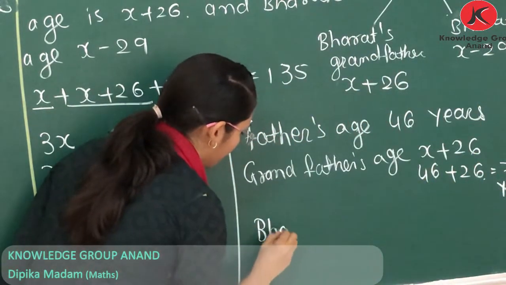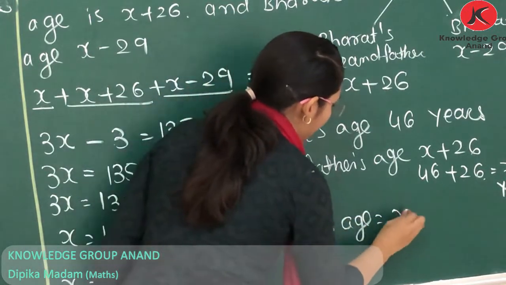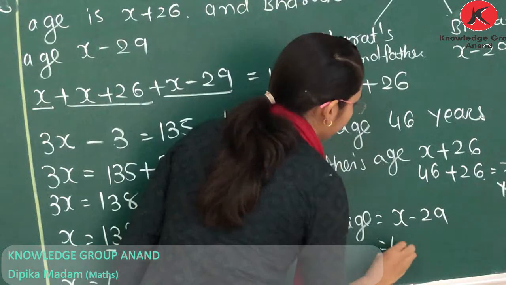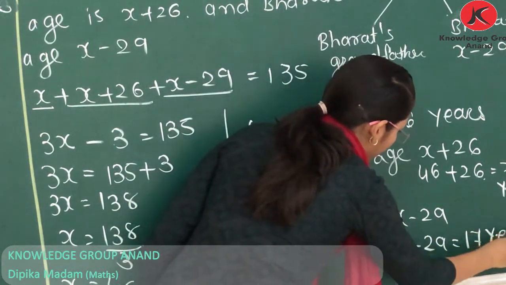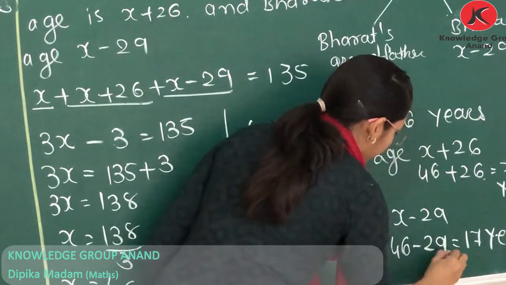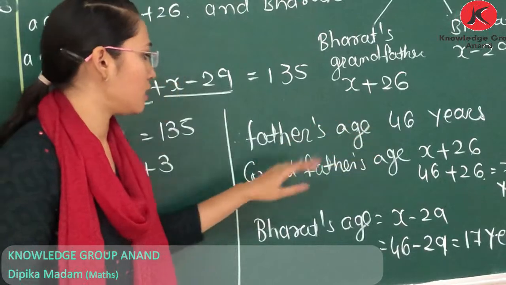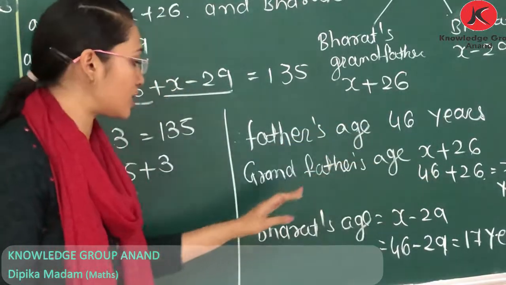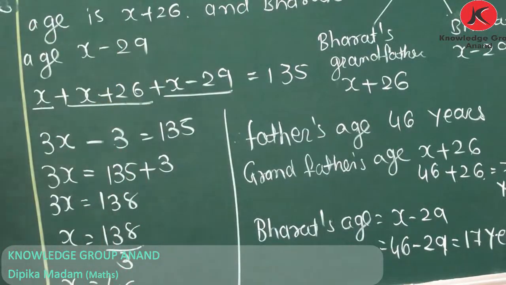And Bharat's age, that is x minus 29, 17 years. Okay, so what is the father's age? 46 years, grandfather is 72 years, and Bharat's age will be 17 years.